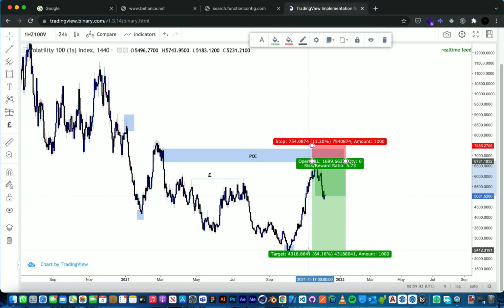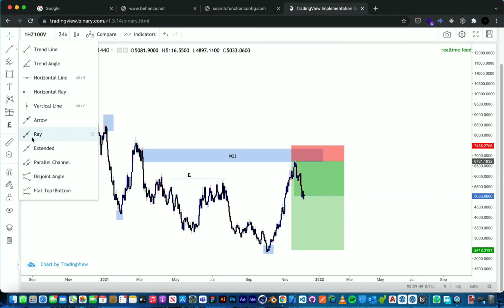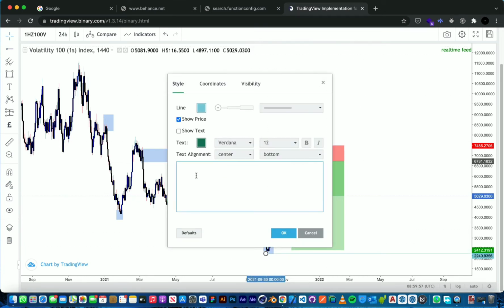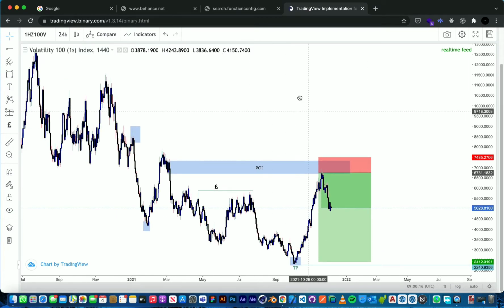If I lose it, this thing doesn't really matter. My take profit will be right at these lows. Right at these lows, this will be my take profit. Marking that as my take profit, TP. Okay, so that'll be my TP.